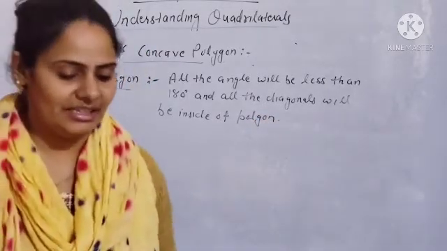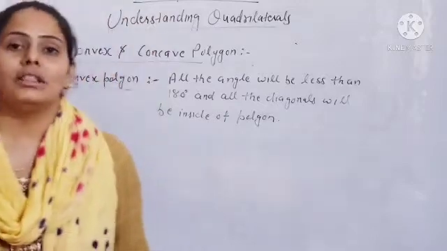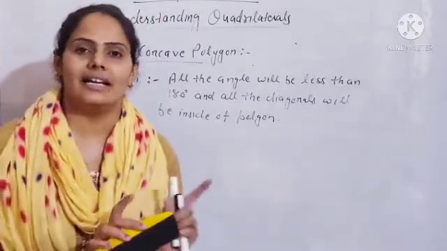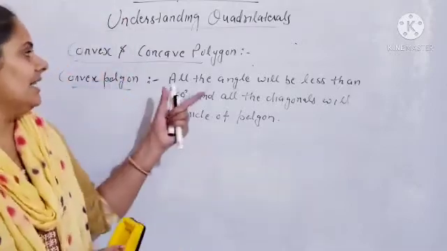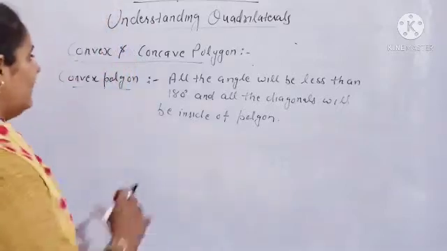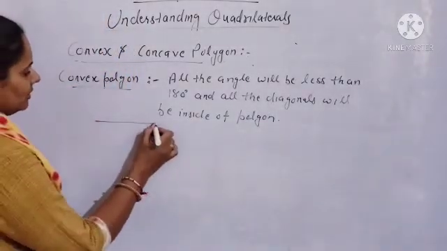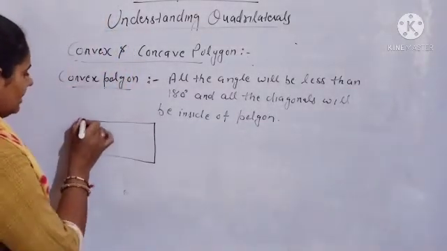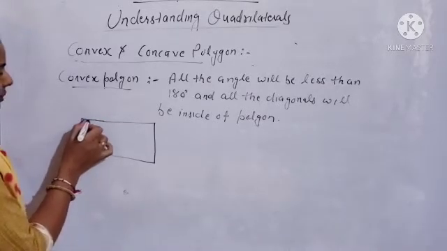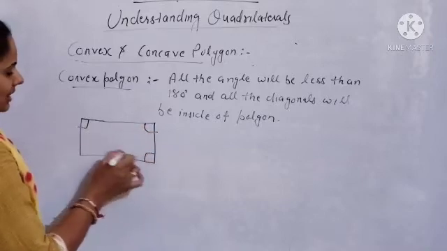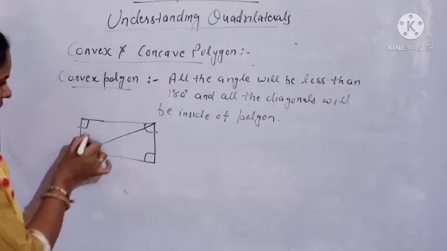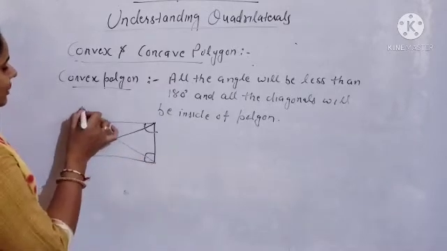So a convex polygon will be the polygon beta where all the diagonals of the polygon will be only inside the polygon, and next you can say all the angles will be less than 180. Clear? For example, if I am drawing a rectangle, in a rectangle you can see all the angles will be less than 90, so you can say less than 180. And when you are drawing the diagonals, both the diagonals will be inside of the diagram.